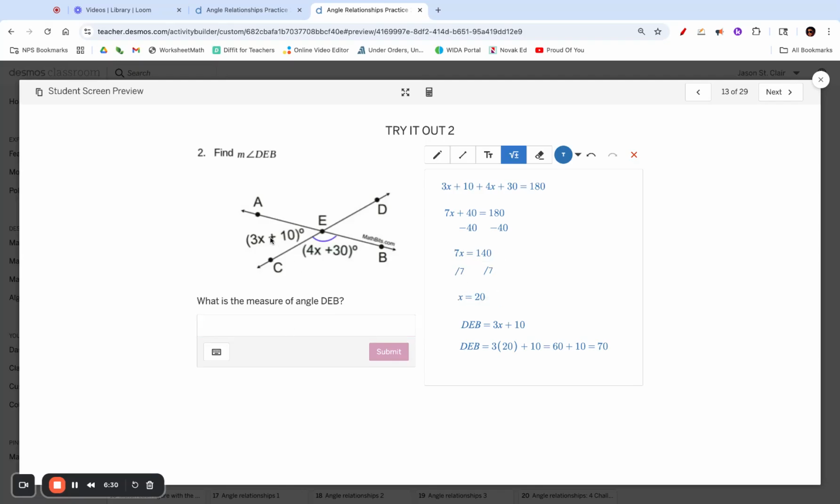But it's not asking what x is, it's asking me what DEB is. Well, I know that DEB and 3x plus 10 are vertical. So therefore, I can substitute in the 20 where 3x plus 10 is, and that becomes 70, because 3 times 20 plus 10 is 60 plus 10, which is 70.